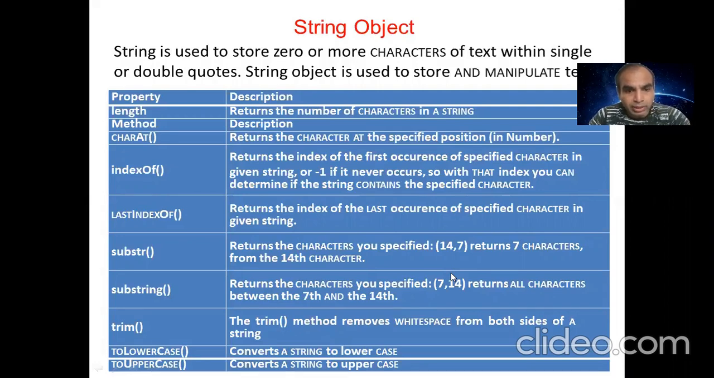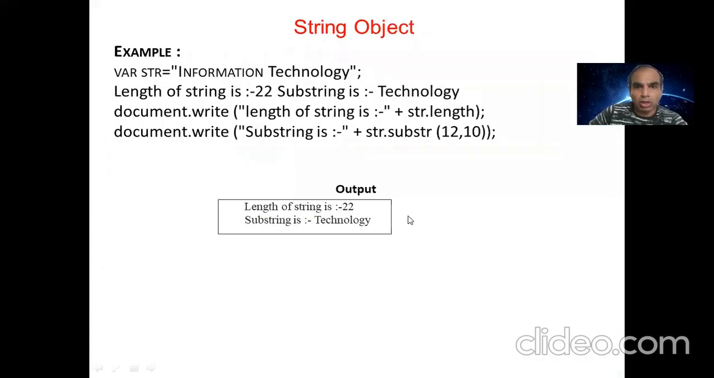Then toLowerCase. If you have a string written in capitals and you want to convert it into lower case, it converts a string to lower. Same like that, toUpperCase converts a string to uppercase. That means when you write a string in lowercase and want to convert it into uppercase, we can write toUpperCase. So this way we can do all these things.